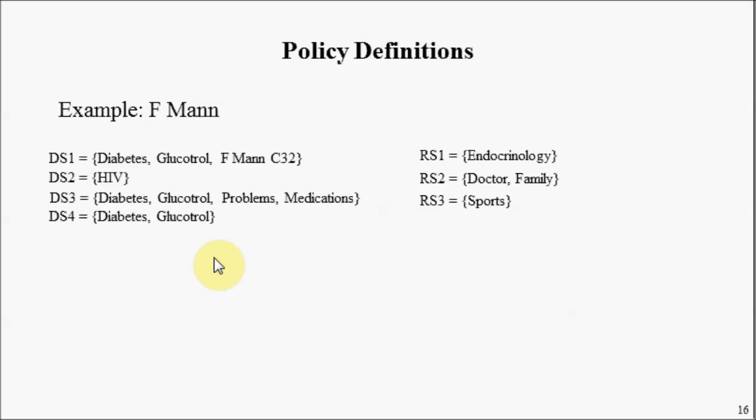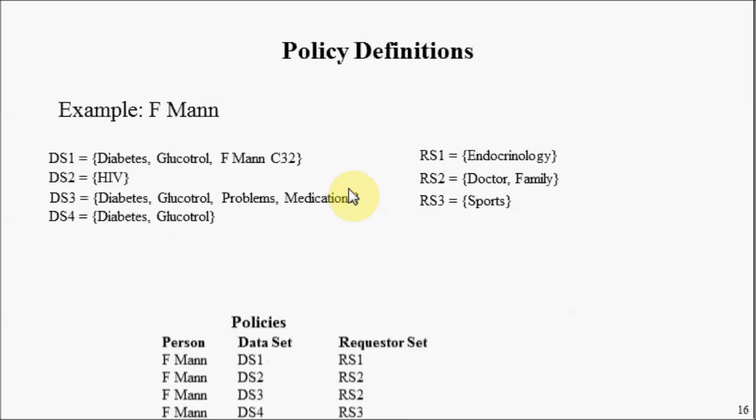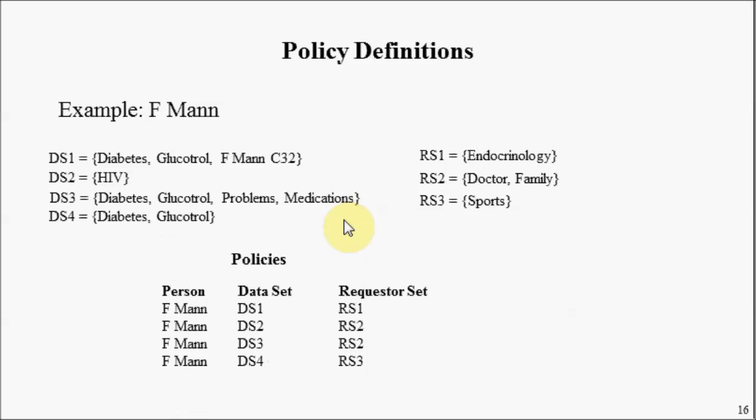Let's look at some policy definitions created by Mr. Mann. Here are the data sets he created, and here are the requester sets he created. And the policies he defined are the following here. So here's Mr. Mann, and for data set 1, he is saying requester set 1 applies to that data set. So all of the members of requester set 1 have access to the data defined in data set 1. Similarly for data sets 2, 3, and 4. So you get the idea here.